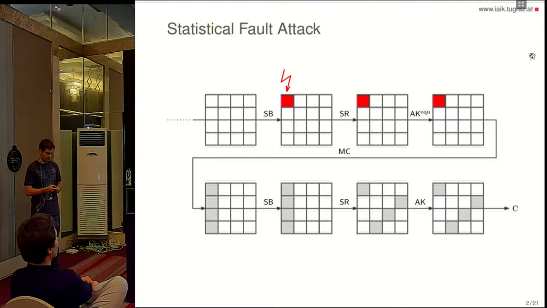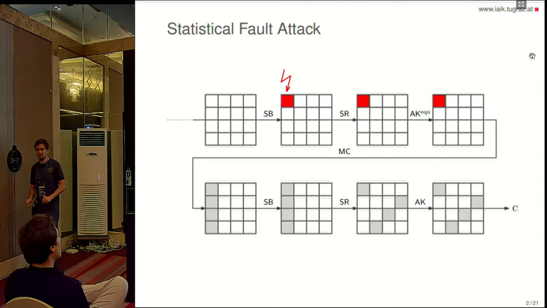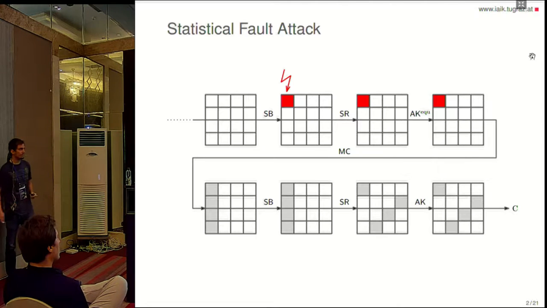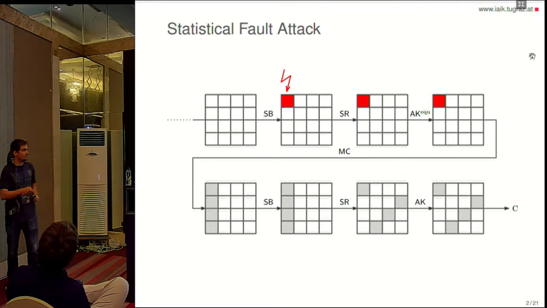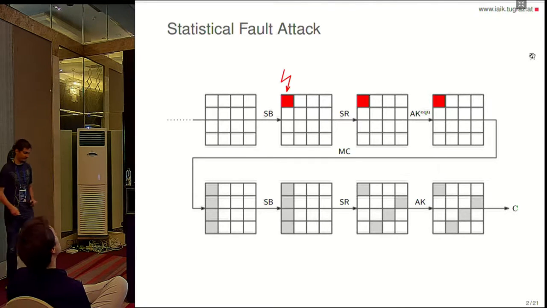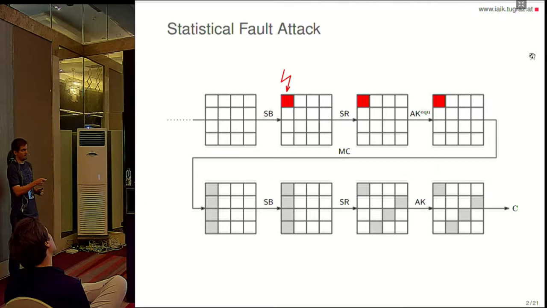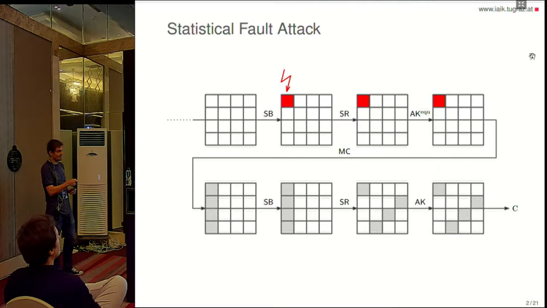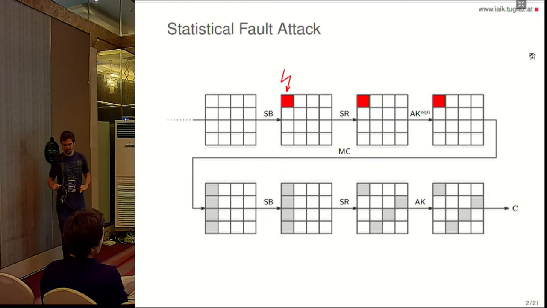So first of all, how do our fault attacks work in the case of an attack on plain AES? As you can see here, I've pictured the last two rounds of AES, where the big squares symbolize the whole state of AES separated by the single round functions. So we have MixColumns, SubBytes, ShiftRows, and AddKey. And the small squares represent the single byte values of the state.